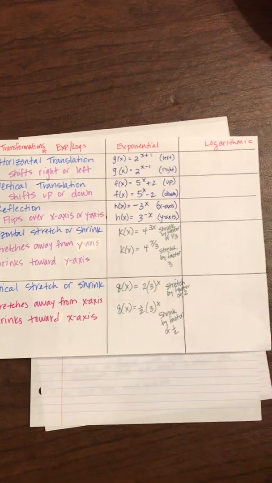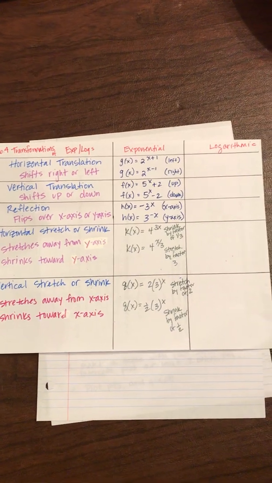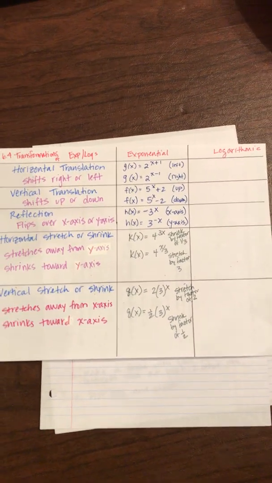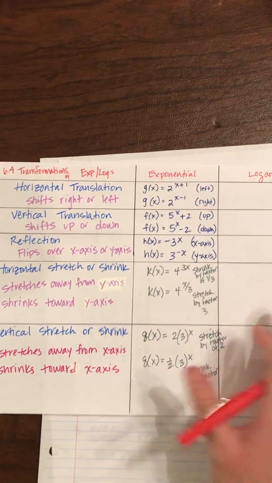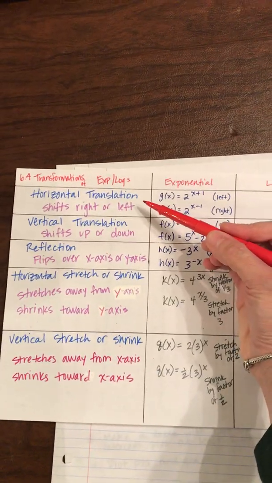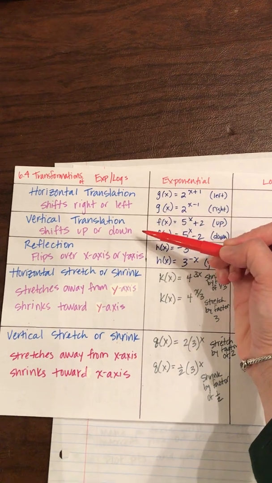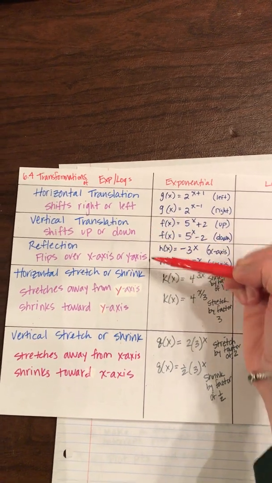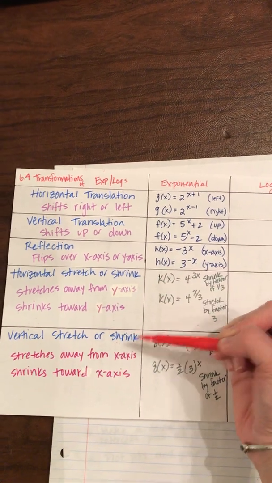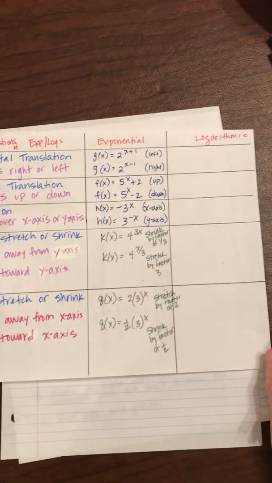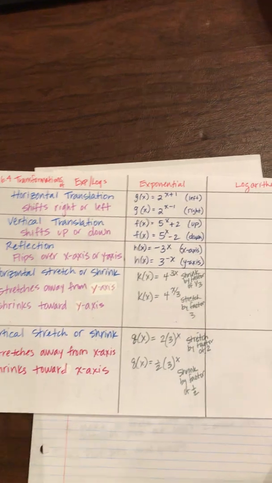I am going to talk to you through how to do transformations of logarithmic functions this time. So I'm going to use the same chart that I did on the last video, which was about exponentials. So we talked about horizontal translations, which is shifting left and right, vertical translations, which is shifting up and down, your reflections, your horizontal stretches and shrinks, and your vertical stretches and shrinks. So I want to make sure you understand what it looks like on a log function.